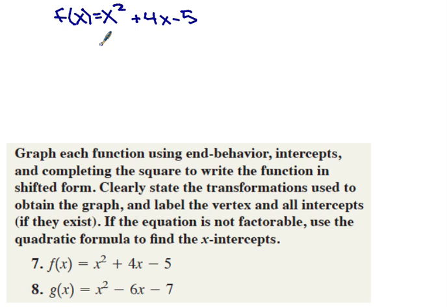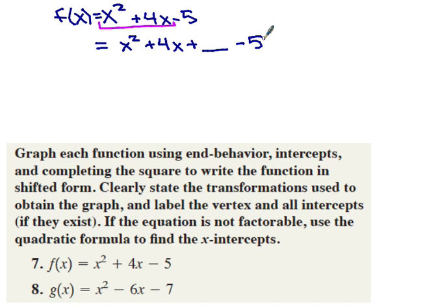I'm going to go ahead and complete the square. So to complete the square, we're looking at just that ax squared plus bx part. So we're going to look at just this piece of it. I'm going to rewrite this equation so that it's x squared plus 4x plus something that will complete that square. And then we'll minus that 5.